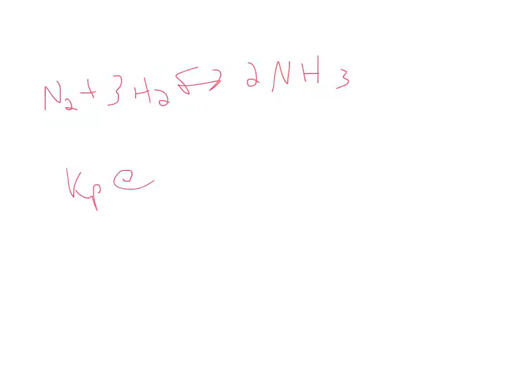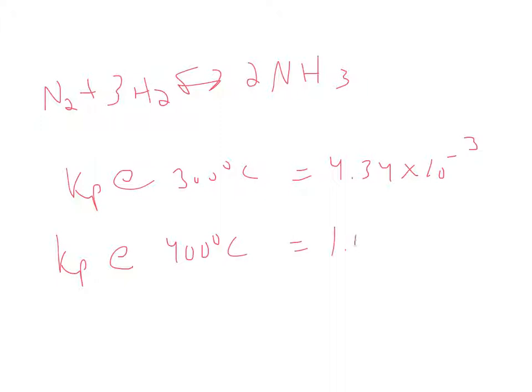All right. So going back to our reaction here, nitrogen plus hydrogen makes ammonia. And so we have a Kp at 300 degrees Celsius, and that was equal to 4.34 times 10 to the negative third. And we know that the constant's going to be different at every given temperature. So if I look at the constant at 400 degrees Celsius, that's 1.64 times 10 to the negative fourth. Kp at 500 degrees Celsius is equal to 1.45 times 10 to the negative fifth.